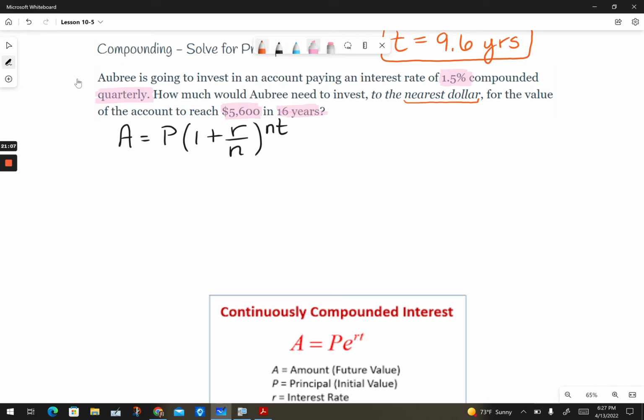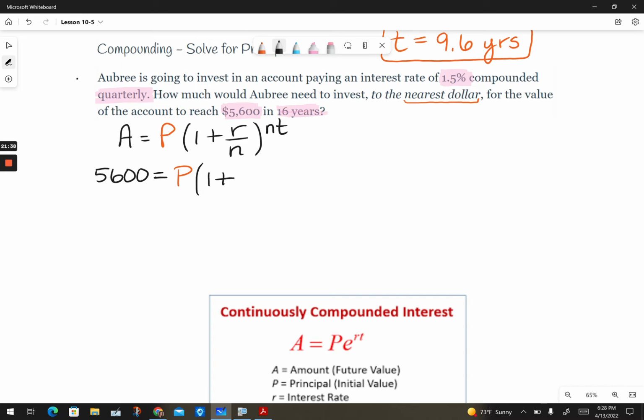So A is the final amount. The final amount that we want to earn is going to be $5,600. We don't know what our P value is, so we're leaving that in red. 1 plus the rate is going to be 0.015 over compounded quarterly, that's a 4, and then 4 times my t, in this case, is 16 years.